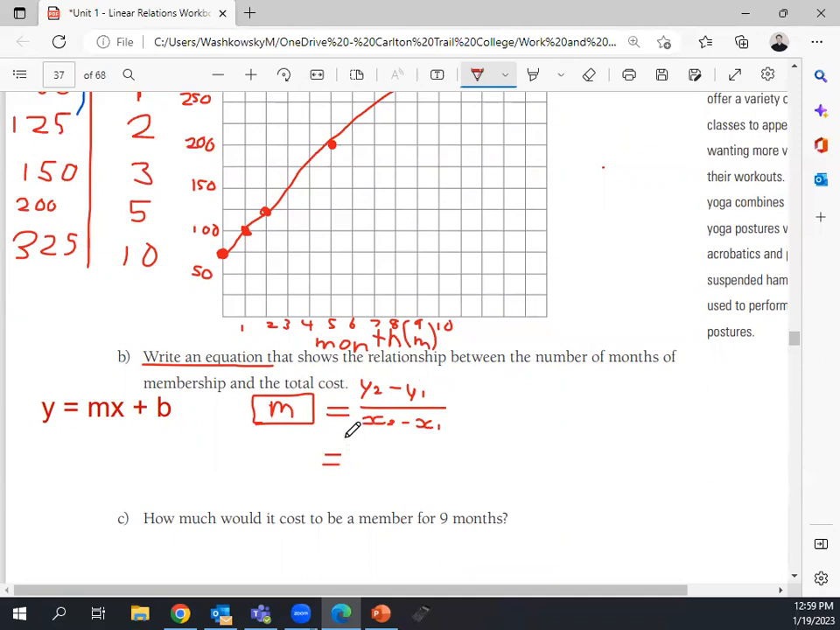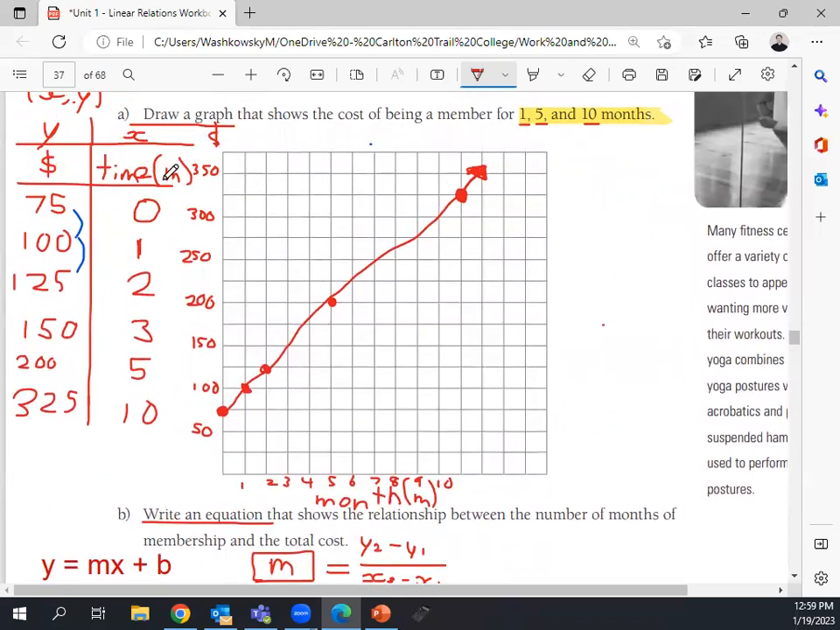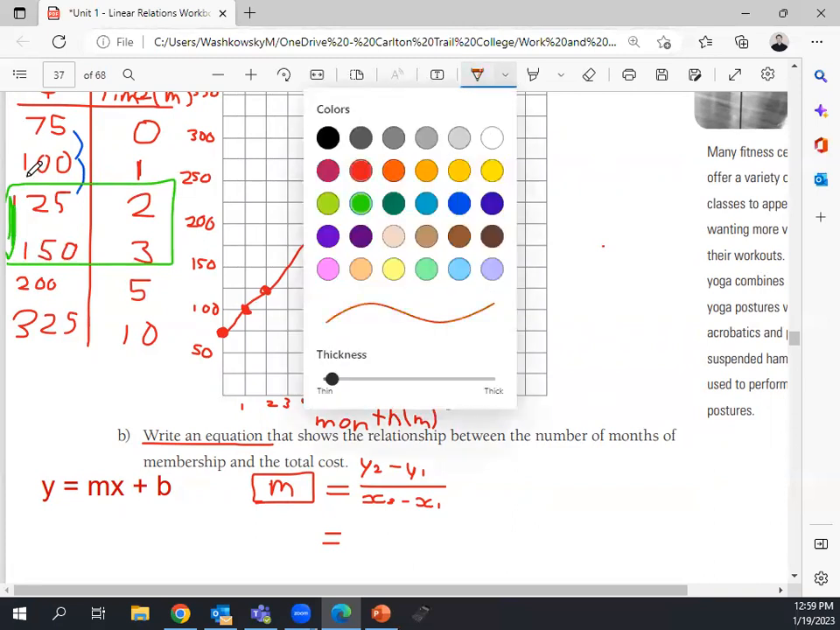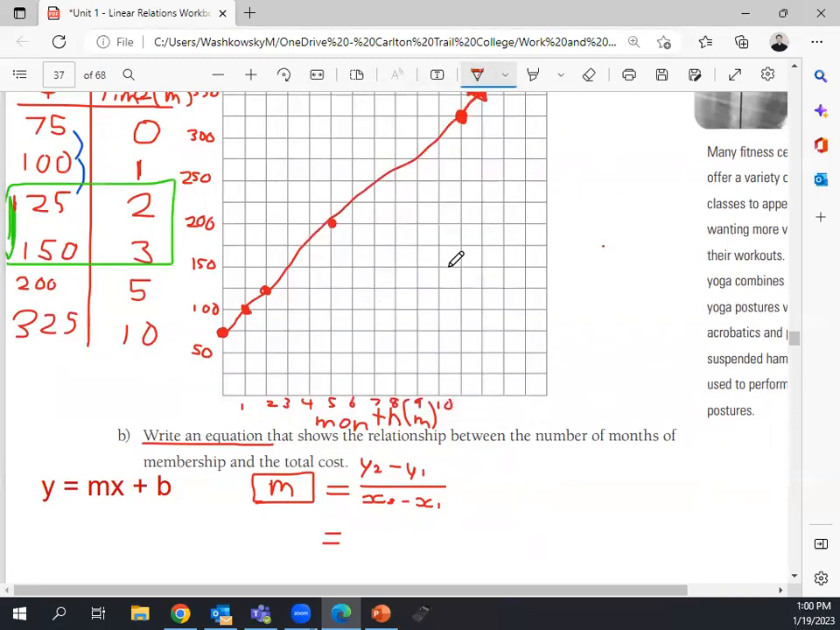So I'm just going to take 2 points. We could use those, yeah. So let's use those 2 points. I'll put them in green, the ones that we're going to use. I can use those 2 points, sure. So what would be my y2? 150, right? Because it's the second y I see there. So it'd be the 150, which is the y2, minus the first y, which is 125.